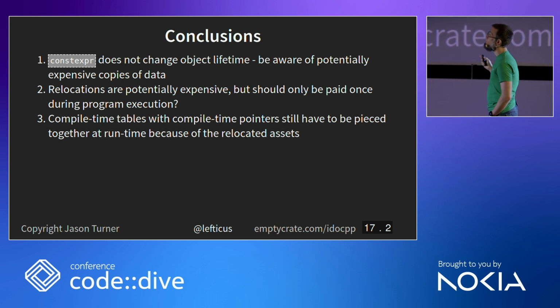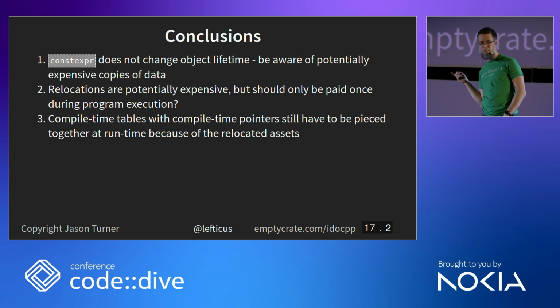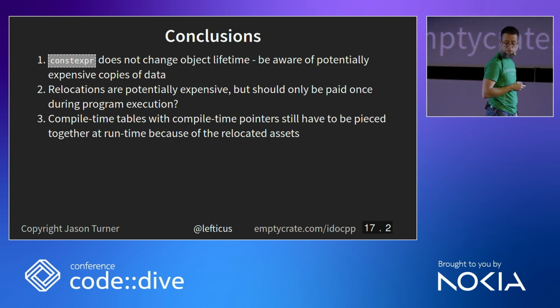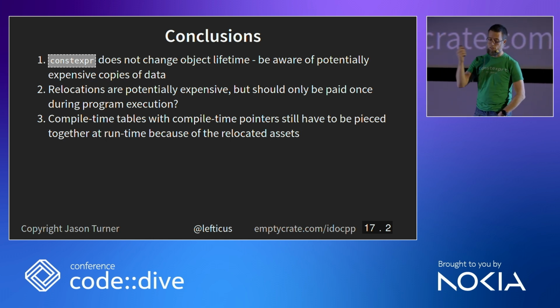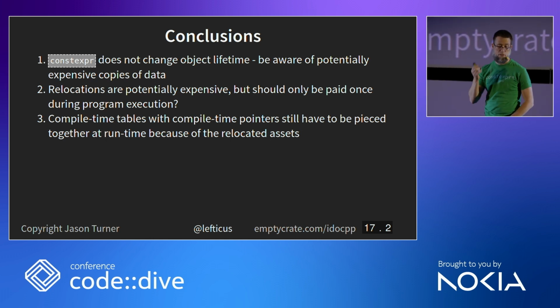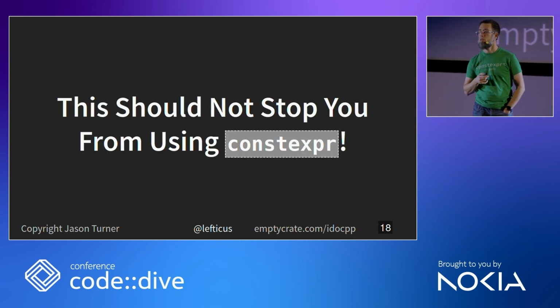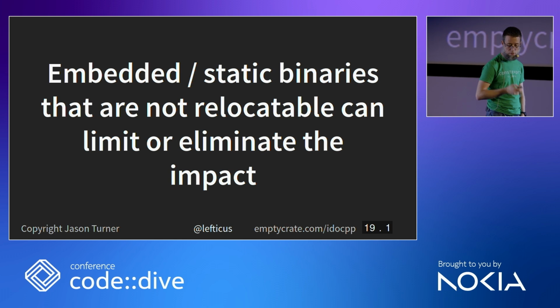Relocations are potentially expensive, but they should be paid only once per runtime, I think, during execution. And compile time tables with compile time pointers still have to be pieced together at runtime because of the relocated assets. So this should not stop you from using constexpr. I just thought this was an interesting exercise.